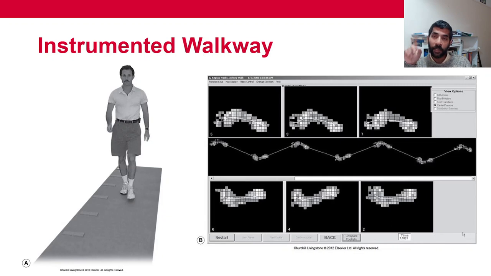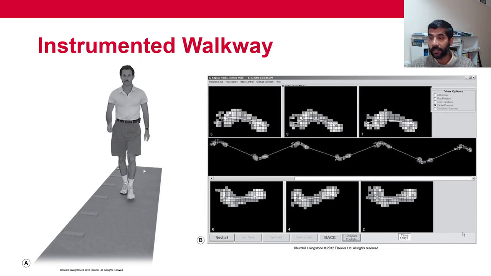Another way to do the same thing, to detect the stages of gait cycle that you are in, and also to measure the pressure that your foot is exerting on the ground, or the force that the foot is exerting on the ground, is to use an instrumented walkway. Okay, imagine a walkway here which is basically instrumented. There are some kinds of pressure sensors there.